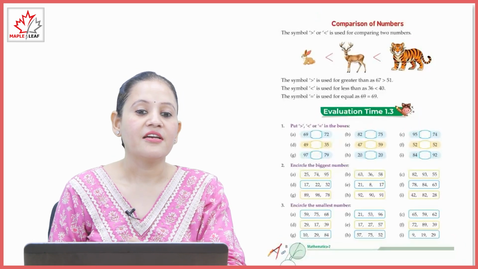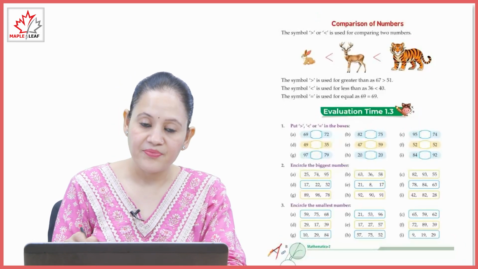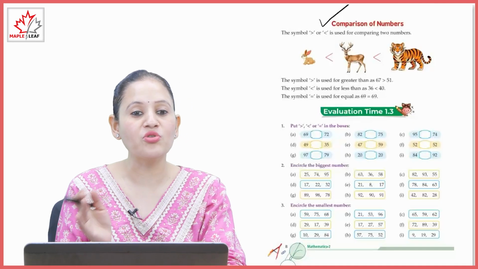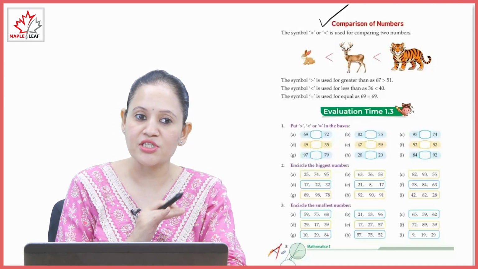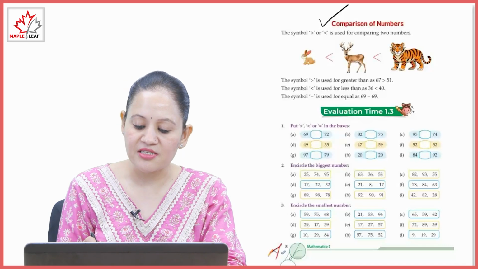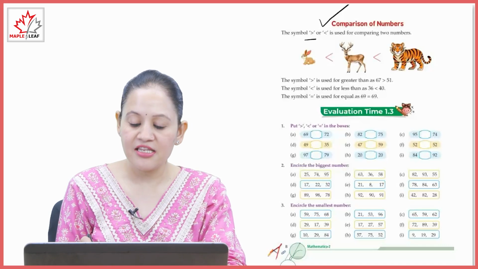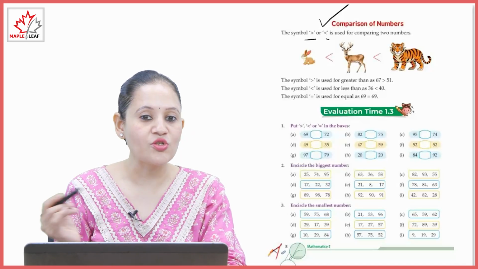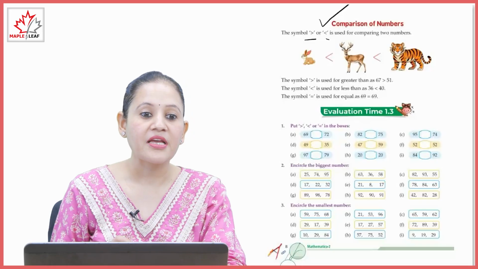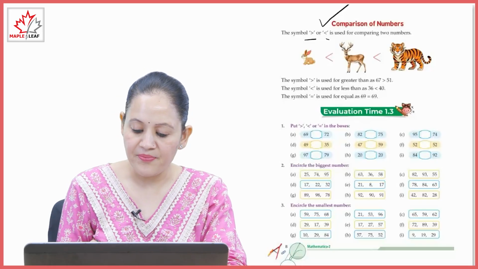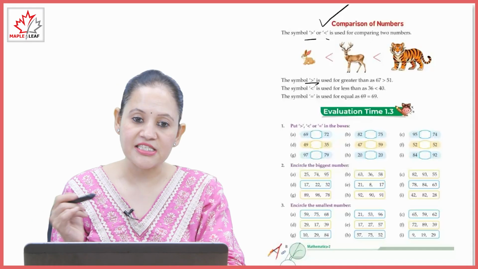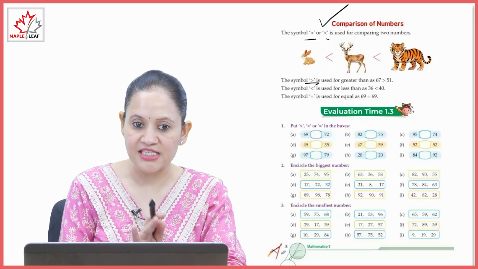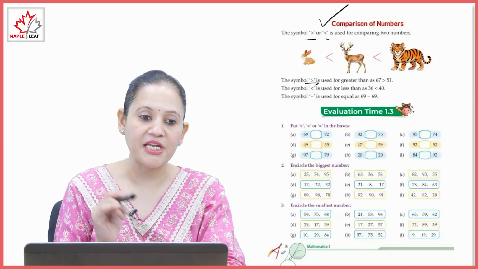Next is comparison of numbers. Now we'll see how to compare two numbers. Which one is greater and which one is smaller. कौन सा बड़ा है, कौन सा छोटा है. The symbols for greater than and less than are used for comparing two numbers. This is the symbol that is used for greater than. As 67 is greater than 51, 51 से क्या है, ज़्यादा है 67. So we'll use the symbol greater than.